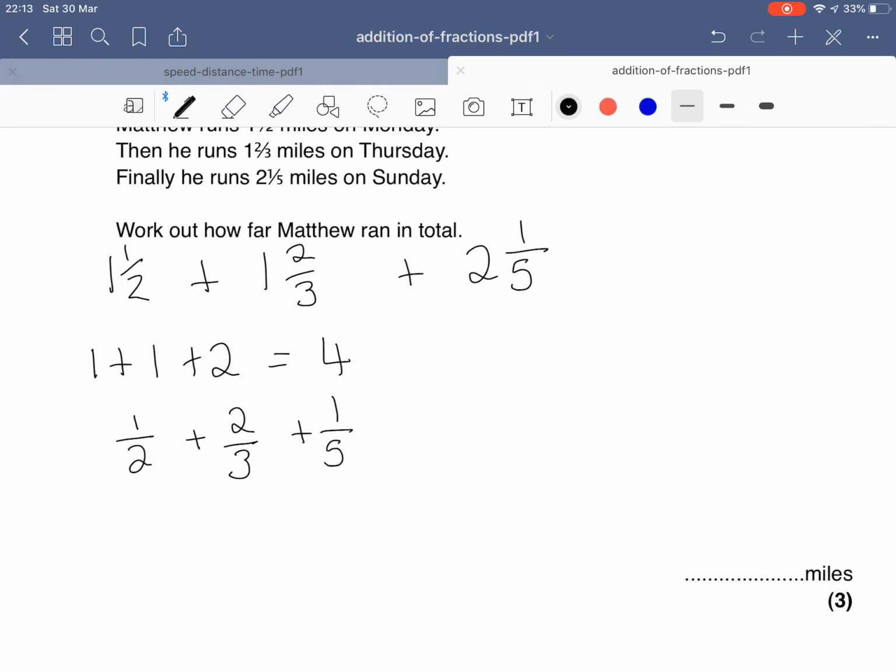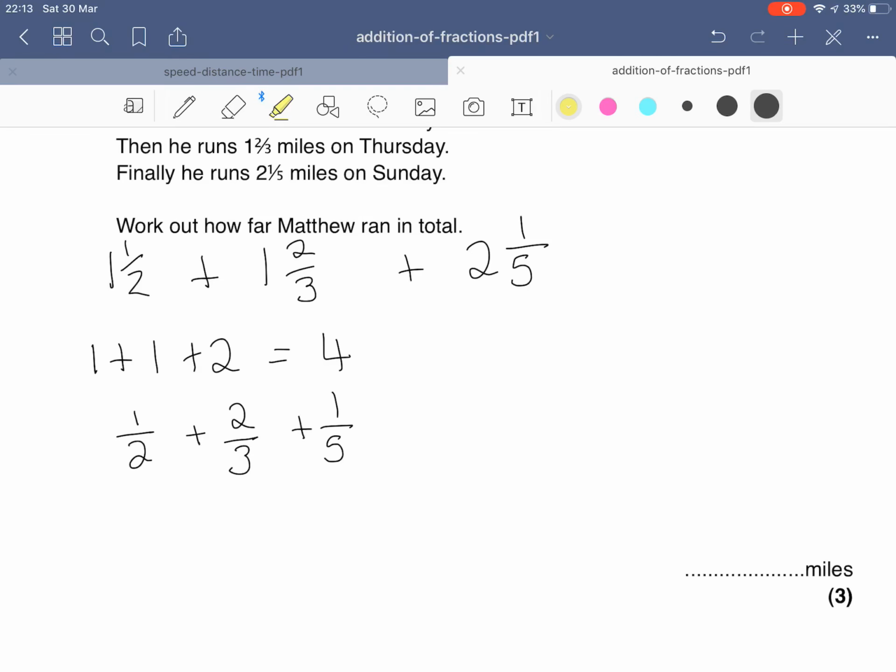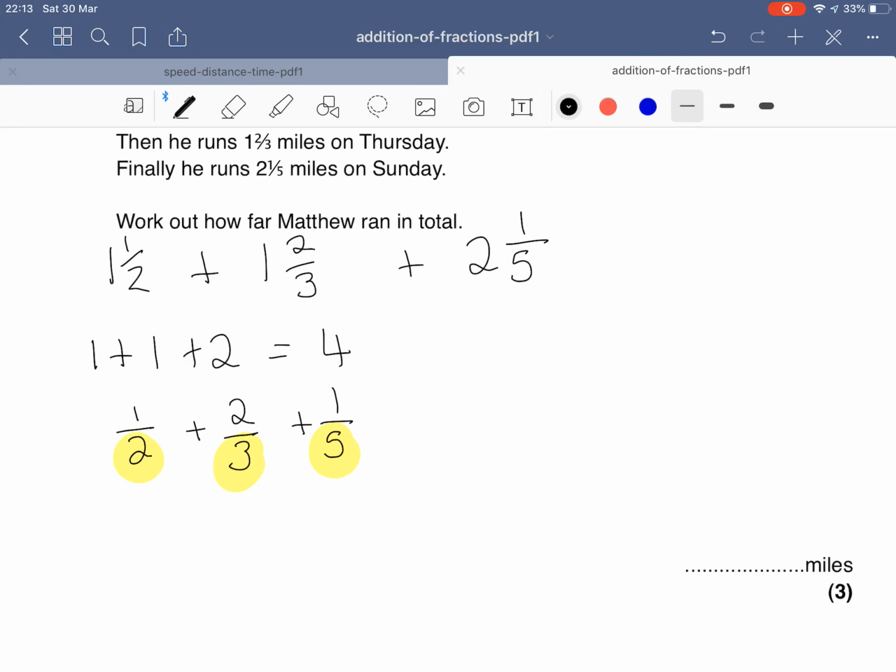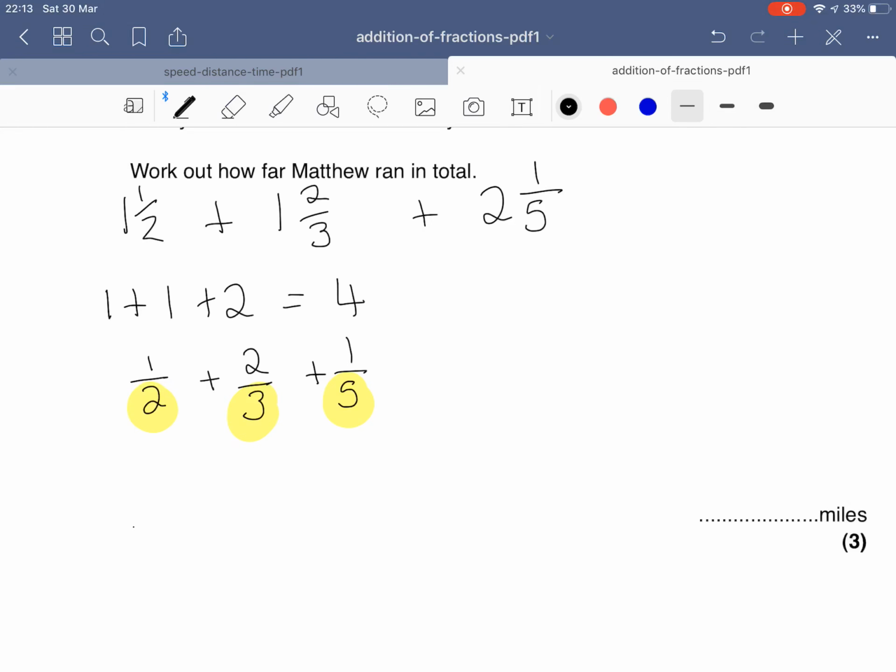Just because we're adding 3 fractions doesn't mean we're doing anything different than usual. So we think of our 2, 3 and 5 times table, and we need a number that is in all of them. So think of 3, 2 and 5 times table, that's probably going to be 30. It's the only number I can think of.